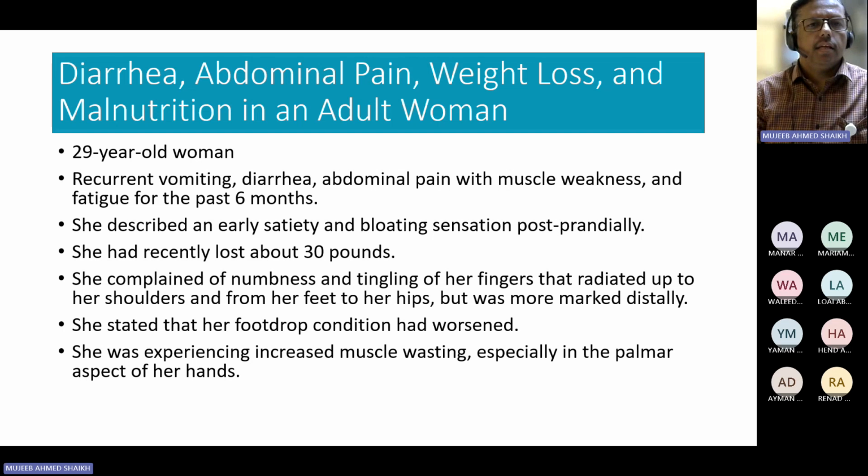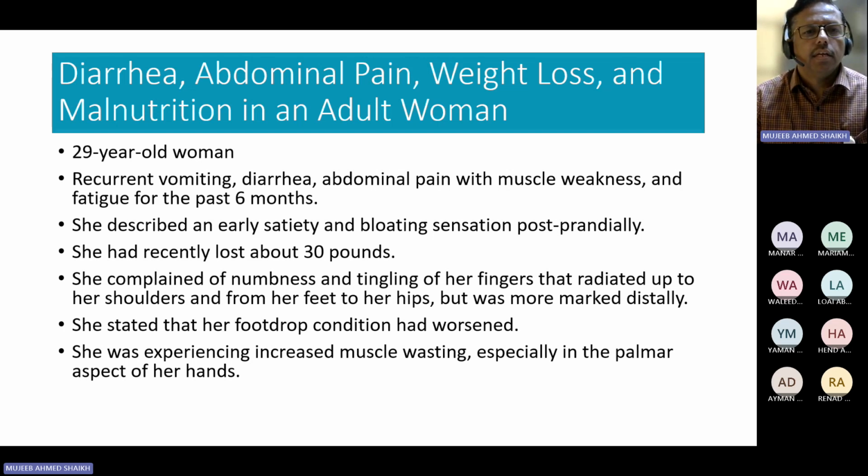So another case, another type of case study. A 29-year-old woman with recurrent vomiting, diarrhea, abdominal pain with muscle weakness and fatigue for the past 6 months. So for the last 6 months she's been suffering from chronic diarrhea, abdominal pain, and muscle weakness. She described early satiety and bloating. Whenever she eats, she can eat only a small amount of food, and bloating means a sensation of fullness or gas in the stomach.